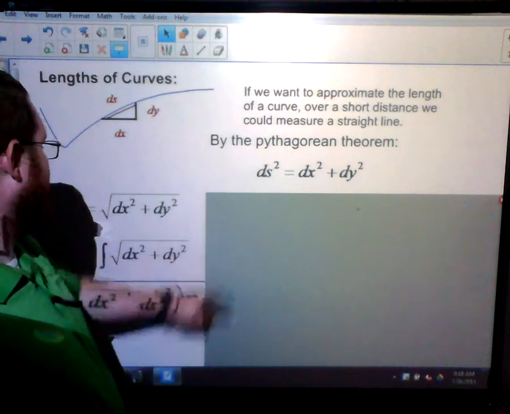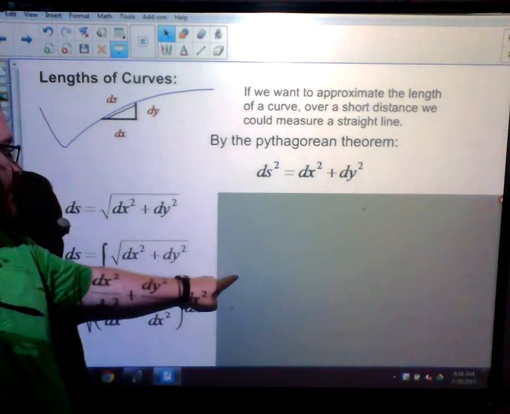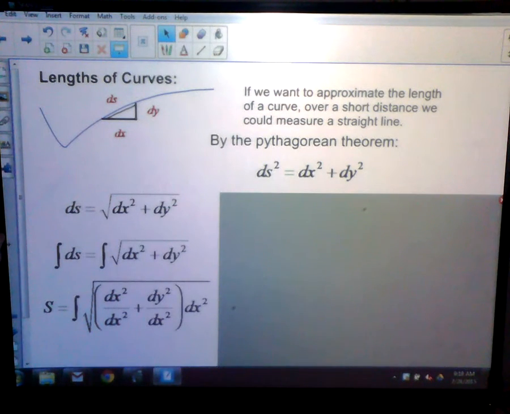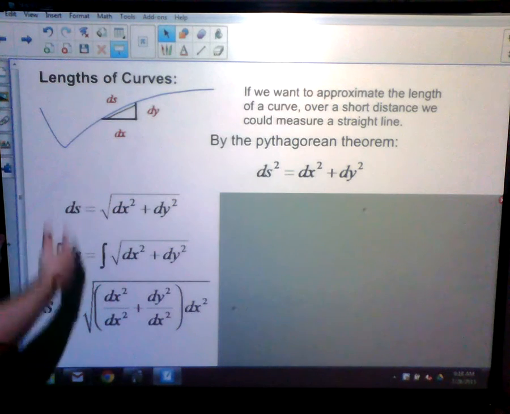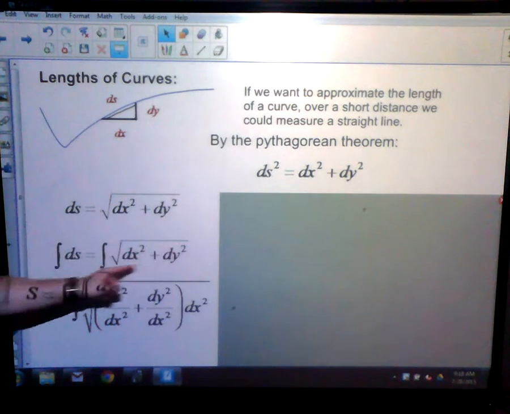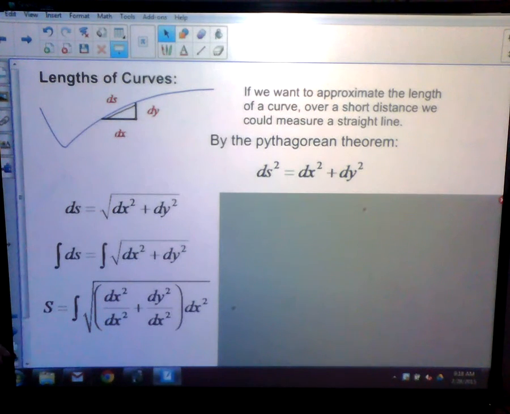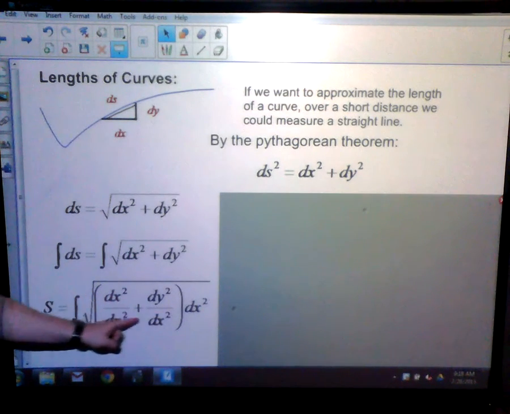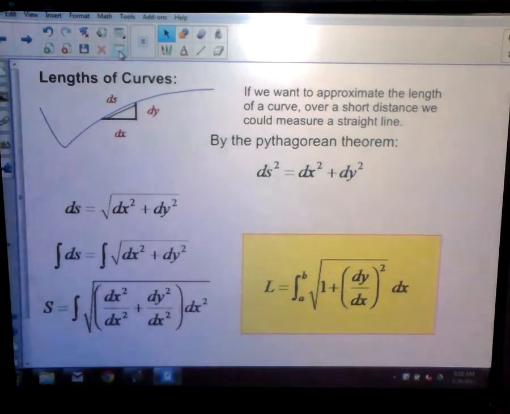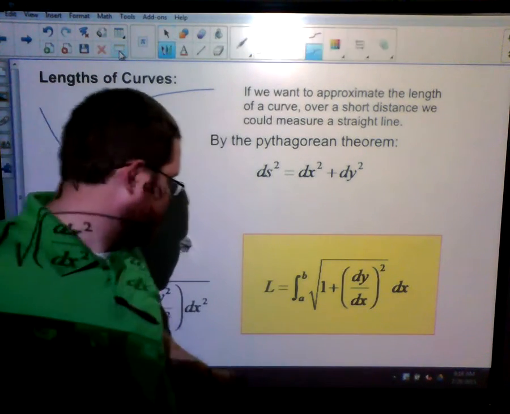Well, if I do a little bit of arithmetic, that tells me that ds is equal to the square root of dx squared plus dy squared. It's not negative because you can't have a negative length. Let's integrate both sides. Okay? And now I'm going to divide both of these by dx squared, and the reason I'm doing that is because this will now become 1. So that's the formula. That's what you need to remember right now.